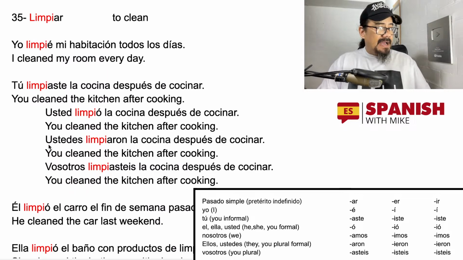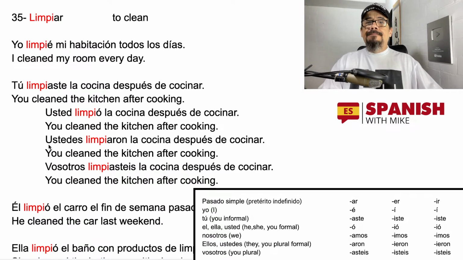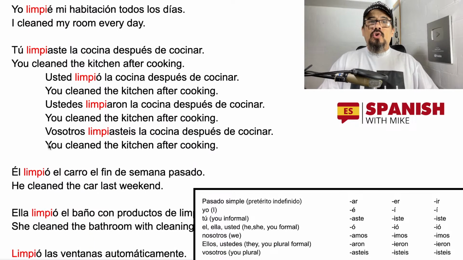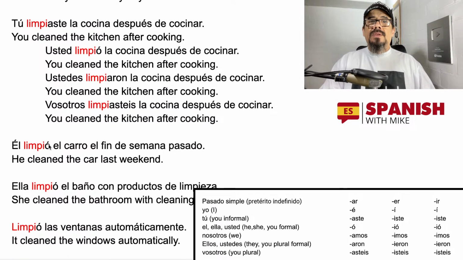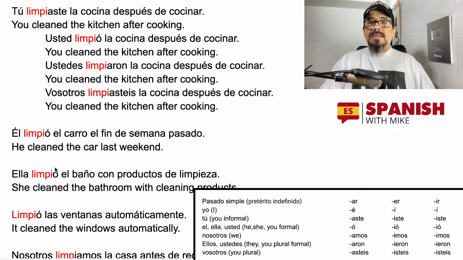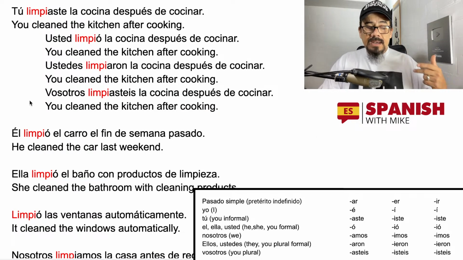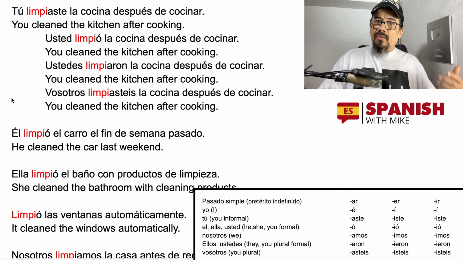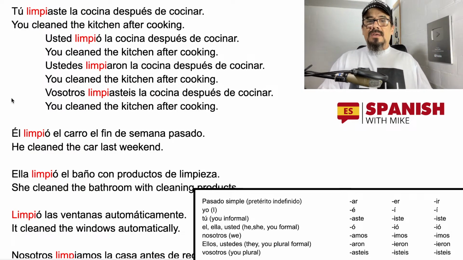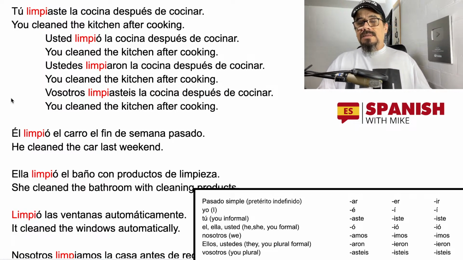Verb 35, 35th. Limpiar, to clean. Yo limpié mi habitación todos los días. I clean my room every day. Tú limpiaste la cocina después de cocinar. You cleaned the kitchen after cooking. Singular, informal, close relationships. Usted limpió la cocina después de cocinar. Singular, formal. Ustedes limpiaron la cocina después de cocinar. Plural.